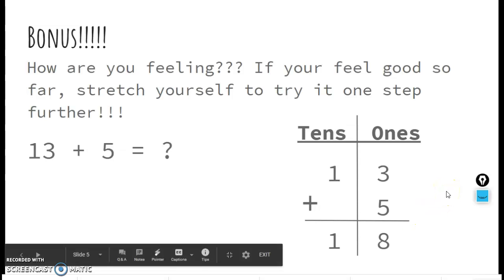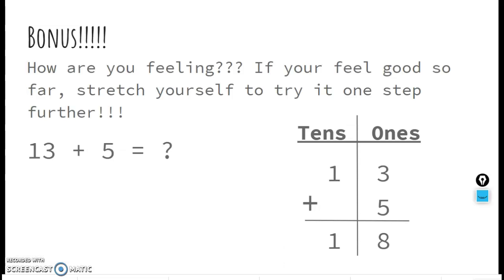All right, that's just a little preview for my friends that are ready for it. If your brains are feeling ready, like you understand this strategy, we'll be starting to do this in a later chapter this year.